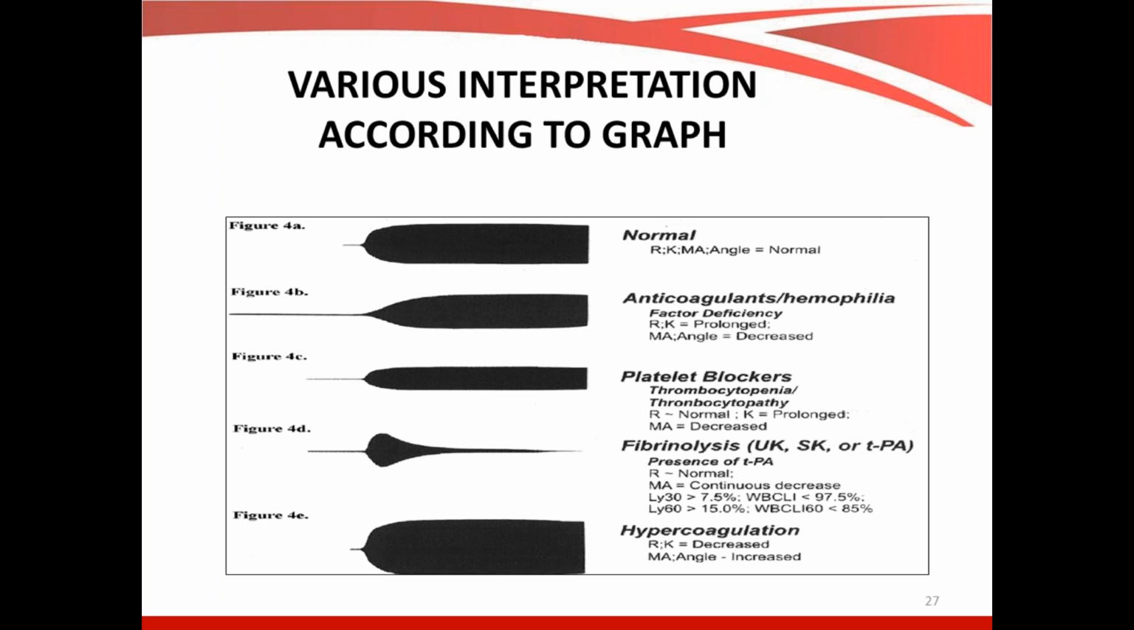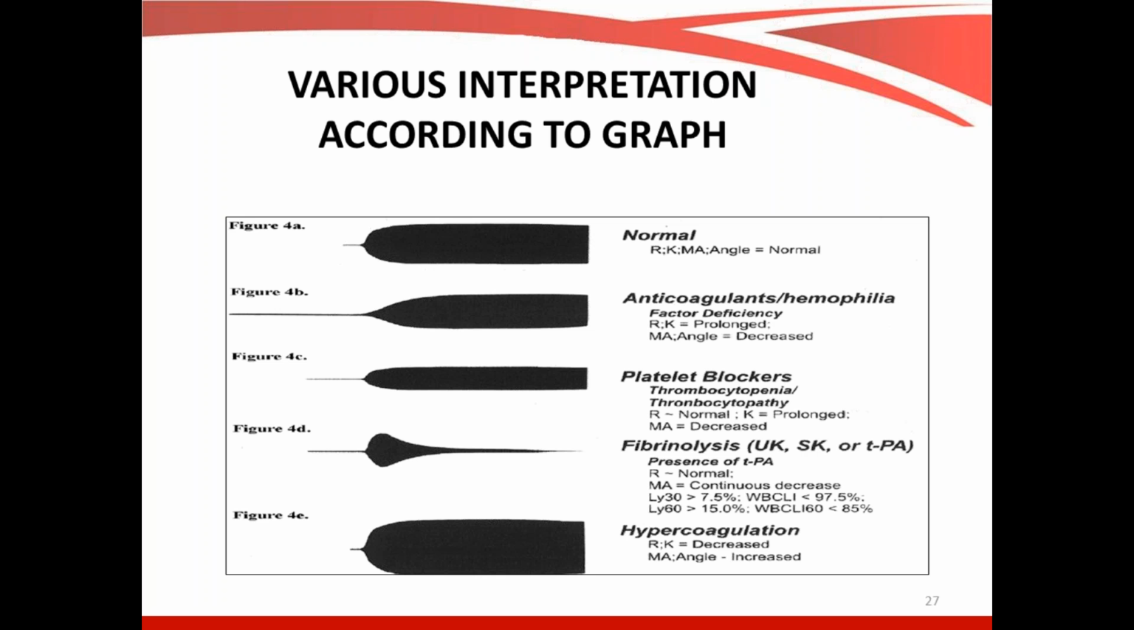Okay, then this is a patient with fibrinolysis. Here the R is normal, the K is normal, but the MA is decreasing, tapering off fast. Lysis 30 is increased to more than 7.5 or up to 10%. And this patient will need what? Fibrinogen. Only fibrinogen, only cryo. Give 4 units of cryo, this patient will become all right. Or you give a fibrinogen concentrate.